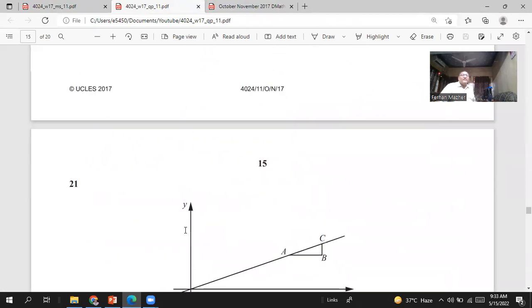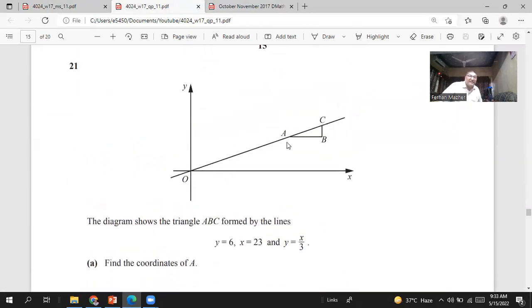Find the coordinates of A. The point A is basically, here we know that its y will be 6 and it is on the AC line. So in this equation, in the place of y, I will put 6, then I can find the value of x.